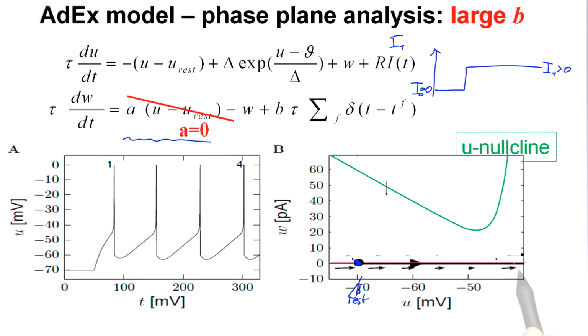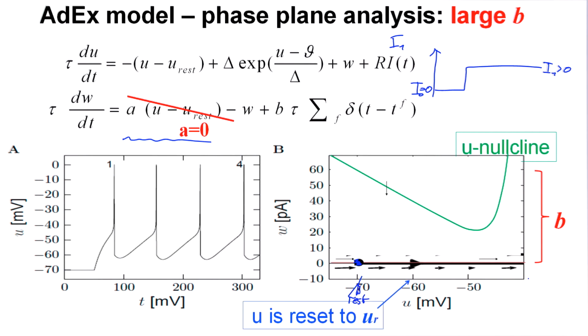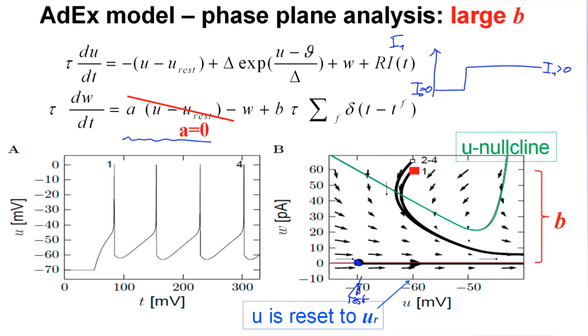It will follow the w null line until it hits the reset threshold about here. But then we know at the moment of reset, the w variable jumps by an amount b, while the voltage is reset to u_r. So let's take u_r equal minus 60 millivolt. The jump, the reset, ends at this point. And from there on we have to follow the arrows.